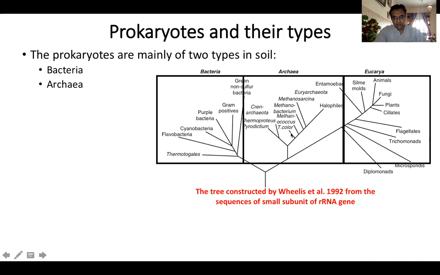This is a tree you can see here. You can see three types of organisms: bacteria, archaea, and eukarya. This is a very simple tree that is based on the small subunit of ribosomal RNA gene. So in this, there are a few groups of bacteria that are visible, and same for archaea and eukarya. So in this tree, these two organisms, bacteria and archaea, belong to prokaryotes. Prokaryotes are the simplest living organisms that are present on Earth.